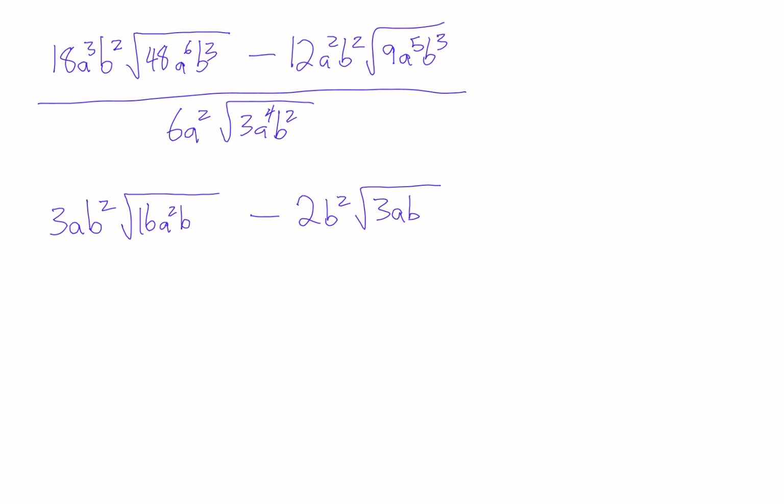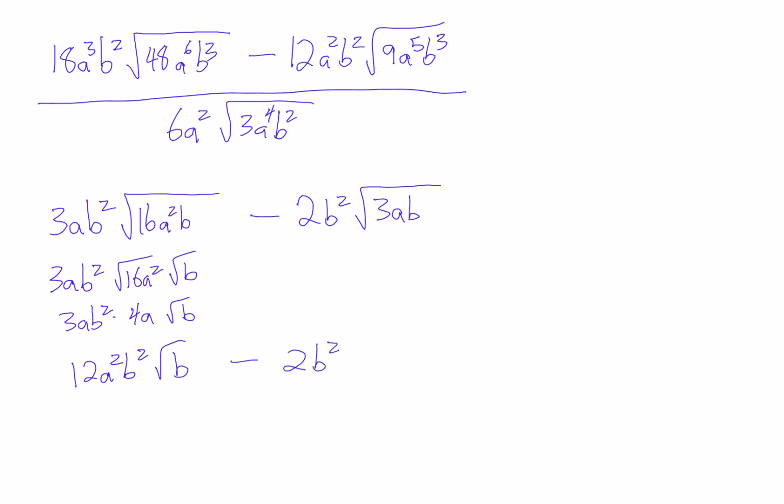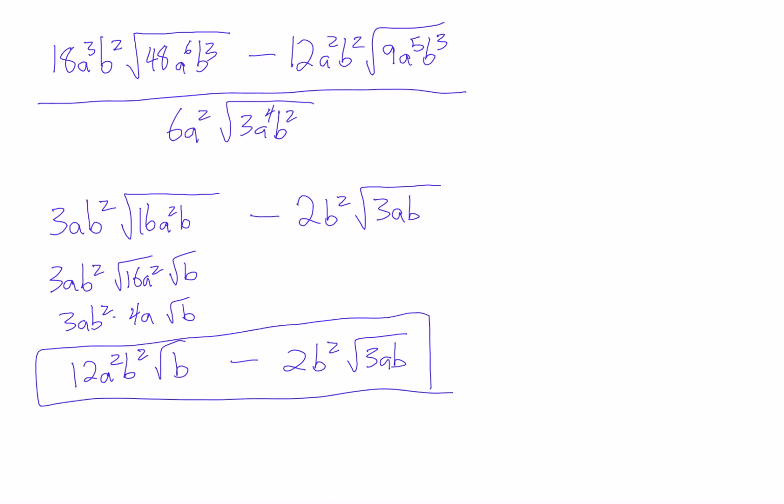Now the only thing left is, can we do any simplifying? With the first square root, we can take out a 16 and an a squared. Those are both perfect squares. So those would become just a 4a. So we multiply those, we get 12a squared b squared root b. And our second one can't be simplified, so it'll just stay the same. And we're done. So that would be the final answer after you do the division.